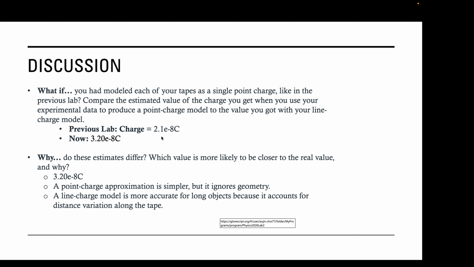The 3.20e-8 coulombs is more likely to be closer because the line charge model is more accurate for long objects, because it accounts for distance variation along the tape, while a point charge approximation is simpler, but it ignores geometry, and is thus less accurate.